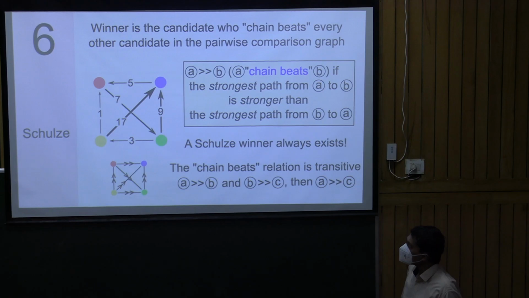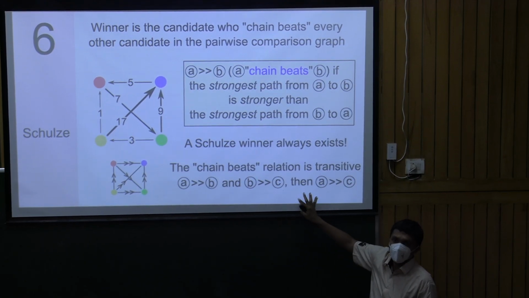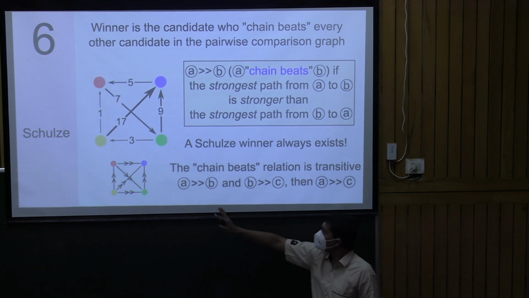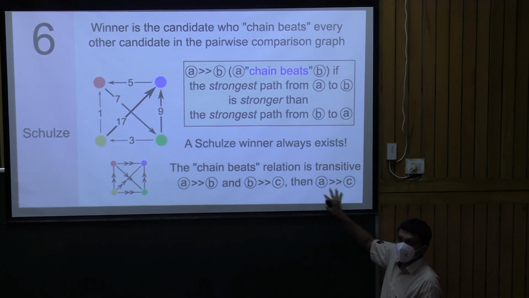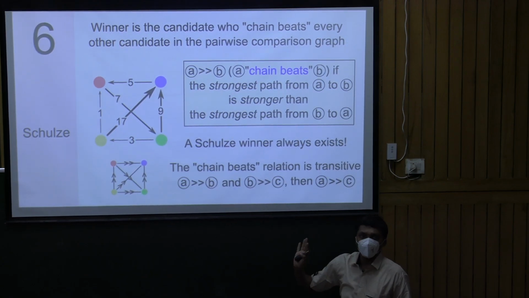But essentially the argument is that the chain beats relation is a transitive relation, right? So if A chain beats B and B chain beats C, then A will also chain beat C. So you can use this property to prove the existence of a Schulze winner.